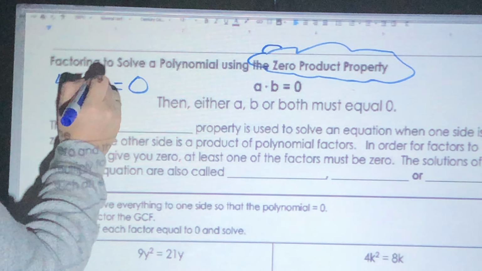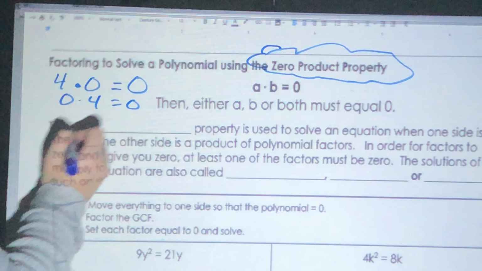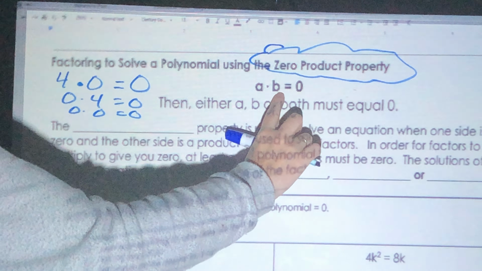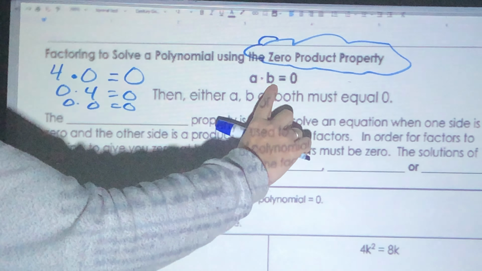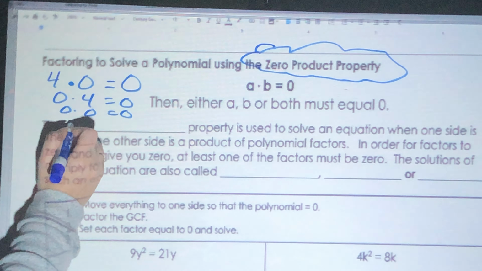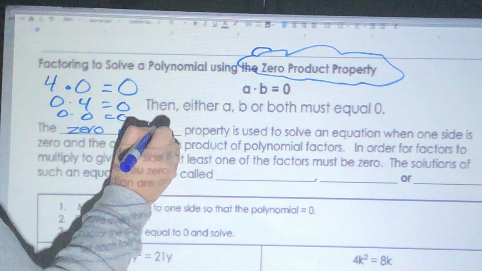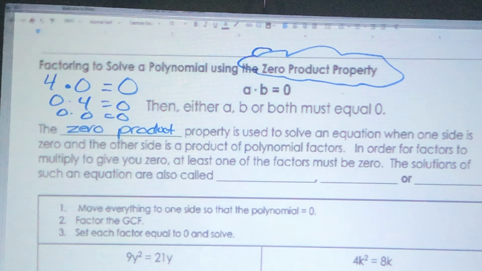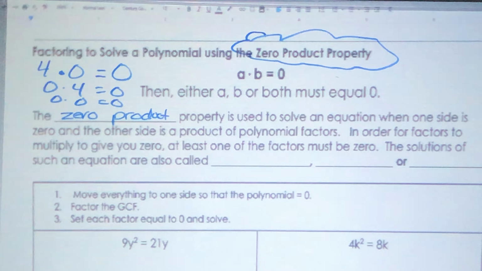So 4 times 0 is 0. 0 times 4 is 0. 0 times 0 equals 0. So if a times b equals 0, either a is 0, b is 0, or they're both 0. So in math we call that the zero product property. And we use this to help us solve equations, to solve polynomials when they're in factored form.